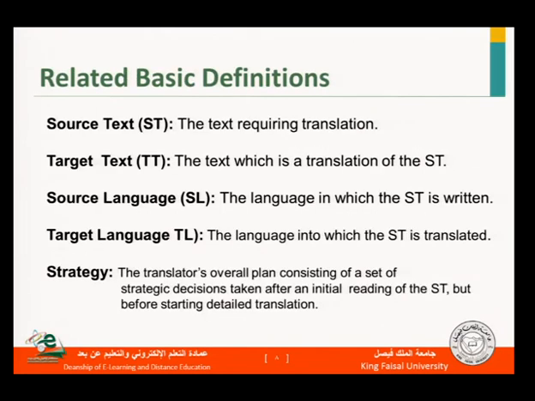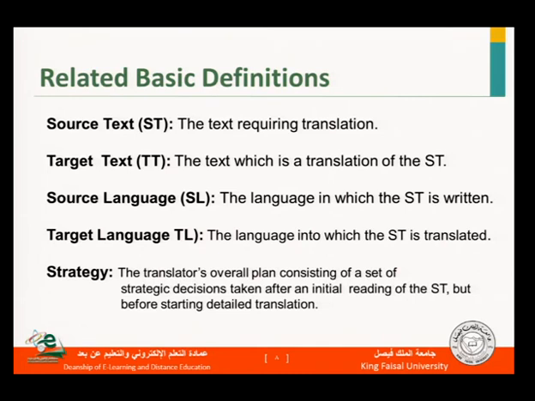Some other basic definitions: source text, ST, the text requiring translation. هذا لازم نحفظها يعني نعرفها. Target text, TT. قلنا source text, النص المصدر. Target text, النص الهدف. Source language, اللغة المصدر. Target language, اللغة الهدف. Strategy, يعني الاستراتيجية أو الطريقة المستخدمة أو النظرة العامة التي يمكن أن تتخذها كموقف من النص من أجل ترجمته.